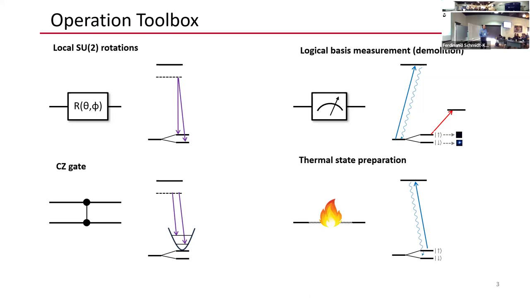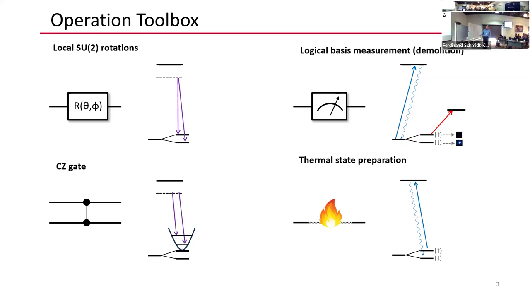Something new is the thermal state preparation, where we do optical pumping to get really everybody in the spin down. Then we have perfectly cold temperature, so NMR temperature, or we do imperfect optical pumping, and then you get a mixture, an incoherent mixture of both spin states. We can attribute the temperature to this.